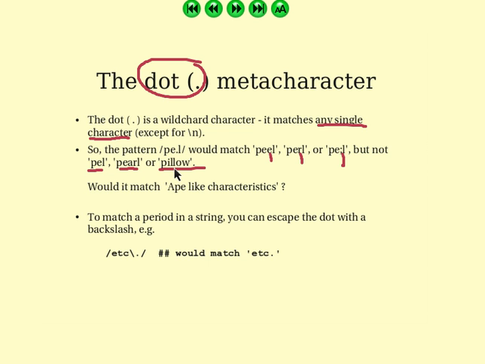Here's a P, but then there's no E after it, so immediately it fails. Here's a P, an E, any single character would be an A, but then there's not an L after it. In fact, that would be an R. Right? How about ape-like characteristics? Absolutely. There's a P, an E, any character, and an L. All right, so the dot represents any single character. And if you really want to match a period, you escape it with a backslash. Let's go to the next one.